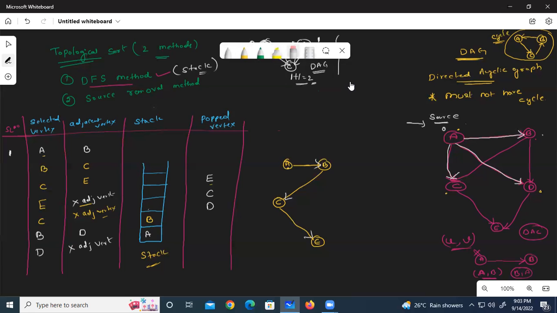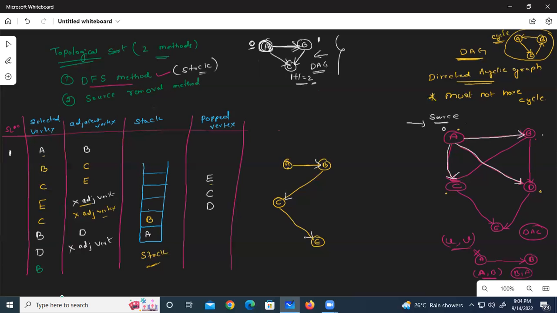Okay, done. Everybody okay? Again, what is left here actually? Now everybody tell me what is left. B is left. So again, I will select the vertex, that is B. D is popped out already. What is left here? B vertex is left.